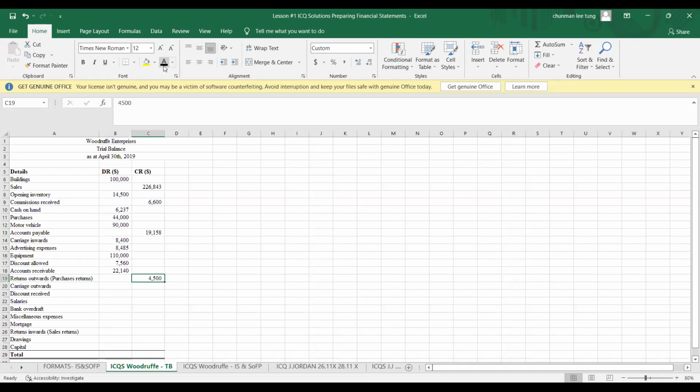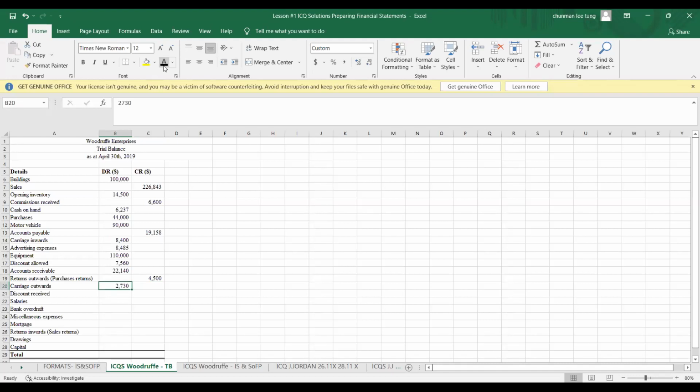We have carriage outwards. Carriage outwards is going to be debited or credited. Carriage outwards. So we can't use common sense here. Because yes, you're seeing carriage outwards, so it's leaving the business, but carriage outwards is where we have to incur this expense to get the goods to the customer.